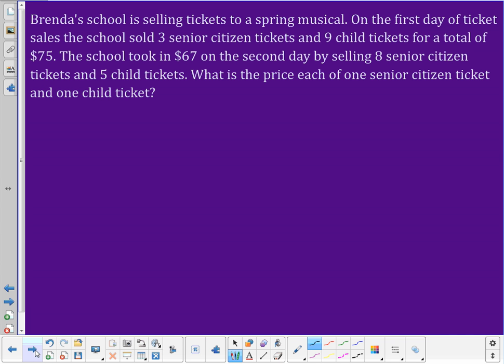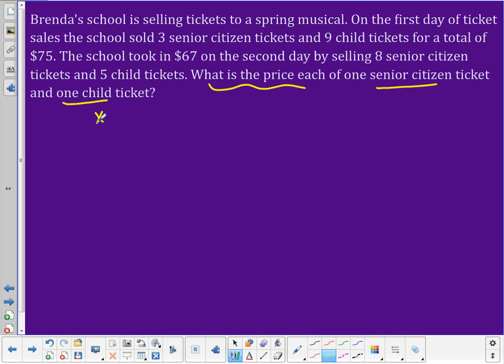Number 10, Brenda School is selling tickets to Spring Musical. On the first day of ticket sales, the school sold 3 senior citizen and 9 child tickets for a total of 75 bucks. The school took in $67 on the second day by selling 8 senior citizen and 5 child tickets. What is the price of 1 senior citizen and 1 child ticket? So that's what you're trying to find. What is the price? One senior citizen, one child.